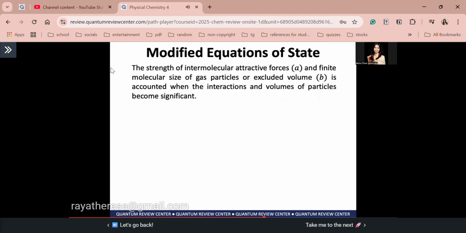Guys, pag sinabi kong real gases, an example ito, si oxygen, it is a real gas. Nitrogen, it is a real gas. Okay? Now, in the modified equations of state, tinitake into account natin ang strength ng intermolecular attractive forces, A, with the variable A, and finite molecular size of gas particles or their excluded volume, B. Because we have significant interactions between gas particles and significant volumes of particles.